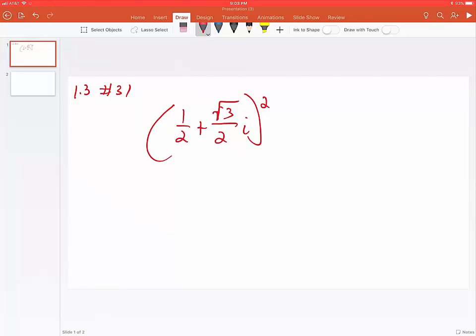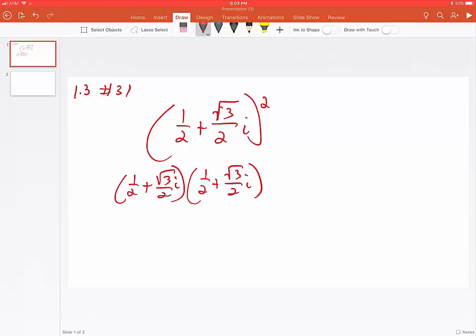All right, so this is number 31, 1.3. I know I did this in class, but I'm going to go ahead and do it again. So we have 1/2 plus square root of 3 over 2i to the second power. So what we're going to do then is expand this. Let me put my i there.